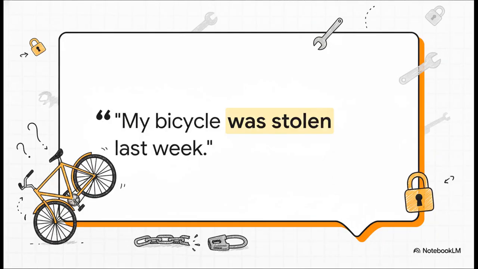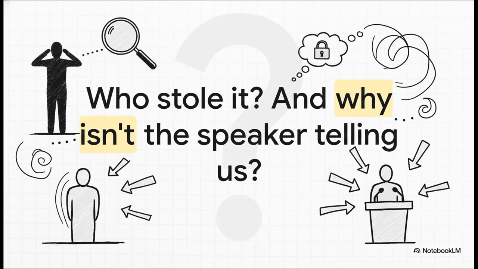You've heard a sentence like this 1,000 times. My bicycle was stolen last week. And, on the surface, it's pretty straightforward. But if you look a little closer, there's actually a mini mystery hiding in there. We know what happened, but a huge piece of the puzzle is just gone. Exactly. Who stole it? The sentence isn't saying, and that's not an accident.